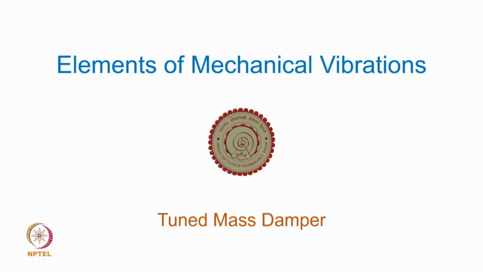Hello and welcome to this lecture of the course elements of mechanical vibrations. In the previous lecture we discussed undamped vibration absorber, wherein if you tune the natural frequency of the auxiliary system or an attached system to the parent system, tune it to the natural frequency of the parent system, the vibration response of the primary system or a parent system can be brought down to a very low, theoretically 0 value.